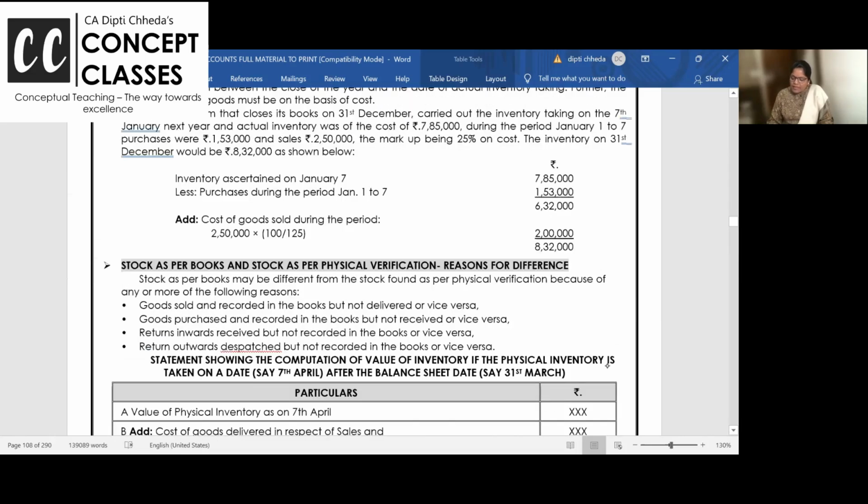You know, so they have given you an example. Like if you take inventory on 7th, whatever is the purchase between 1st to 7th, minus; whatever is the sales between 1st to 7th, but not at selling price, at cost, add it back. You get the actual inventory. Just look at this example and here only 2 minutes.